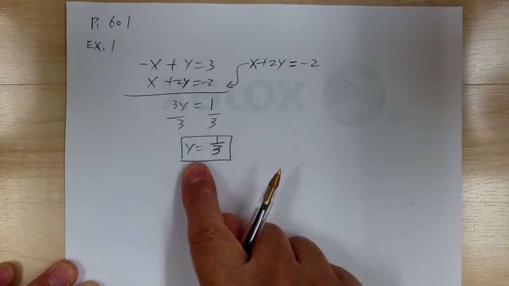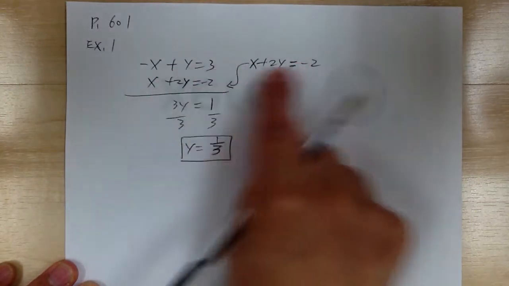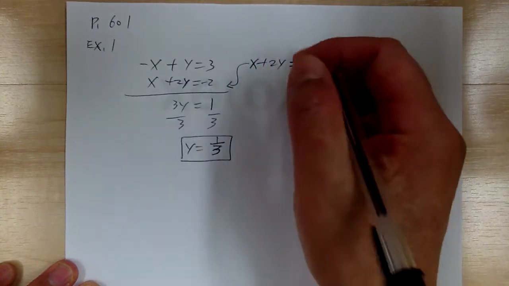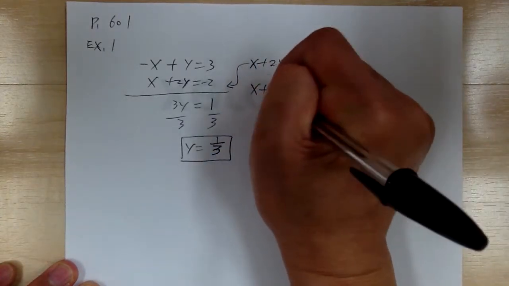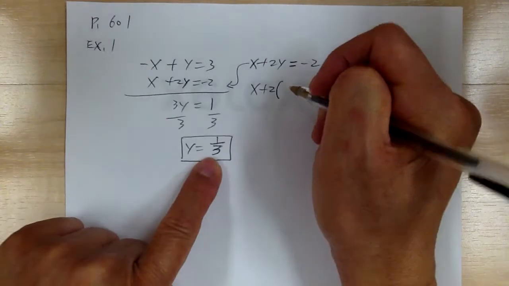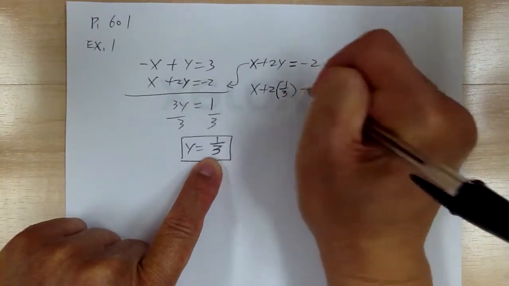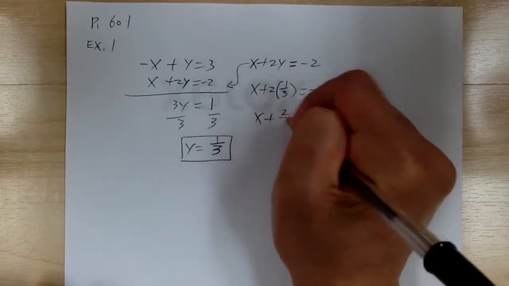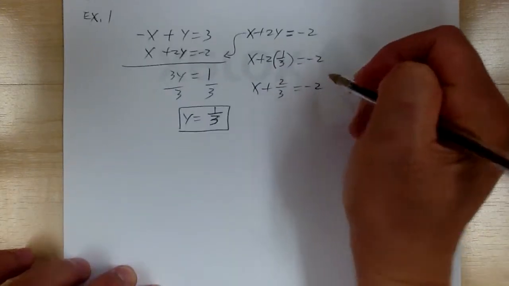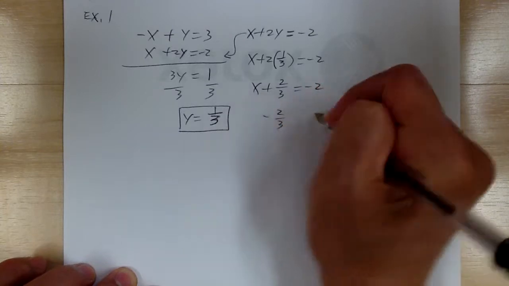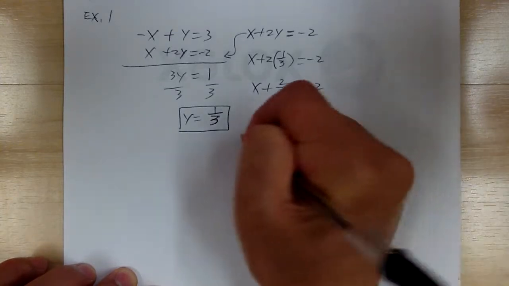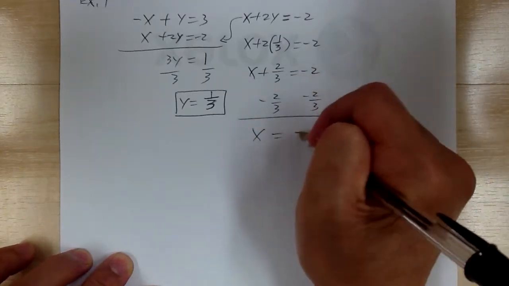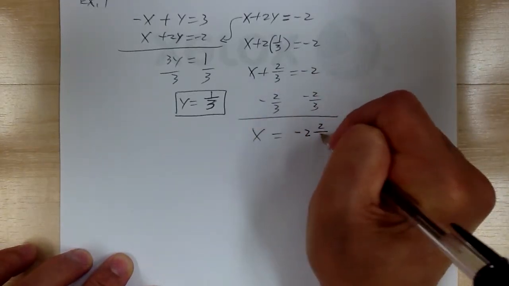Once you solve for one variable, you substitute into any one of the equations to solve. So I'm going to substitute in here. I get x plus 2 times, again, whatever you substitute, always put in parentheses. Multiply to work it out. You get x plus 2 over 3 equal to negative 2. Minus 2 over 3 on each side. So you get x equal to, use your calculator, negative 2 and 2/3.